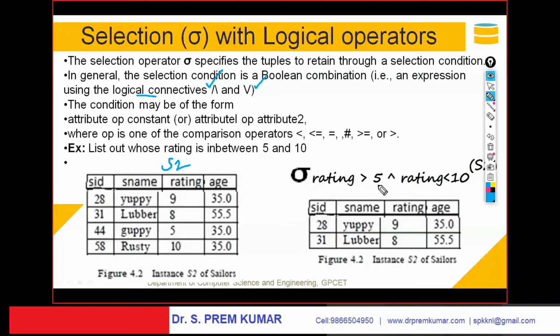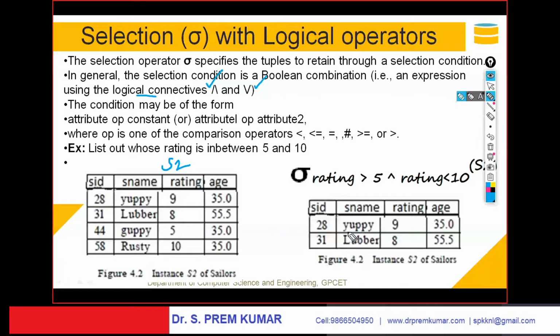Select rating greater than 5 and rating less than 10 from S2. Observe carefully what I am saying: the rating lying in between 5 and 10. I want those sailors whose rating is greater than 5, and I am using the AND operator, a logical operator, and rating less than 10. You get UP and Lubber. Of course there are 4 members, but in output you are getting only UP and Lubber.